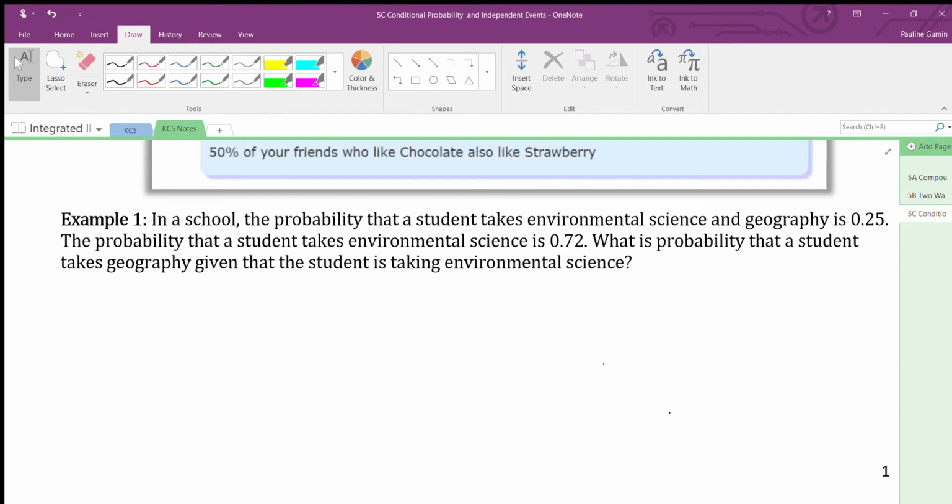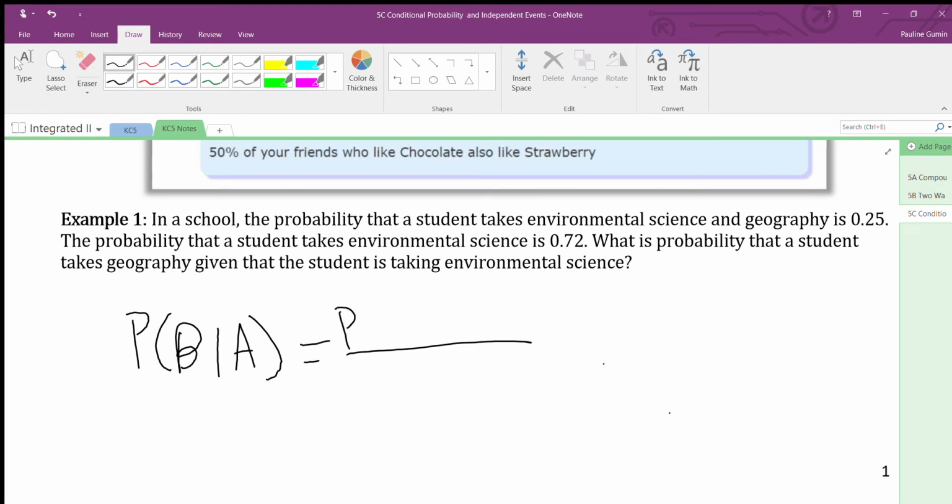Here we're going to continue exploring conditional probability. We're going to take a look at independent and dependent events, but our word problems are going to look a tiny bit different. Our equation for conditional probability is still the same as before: the probability of B given A equals the probability of A and B over the probability of A. Let's read this problem and see how we can use that to help us.